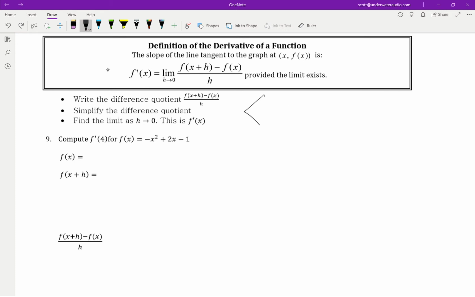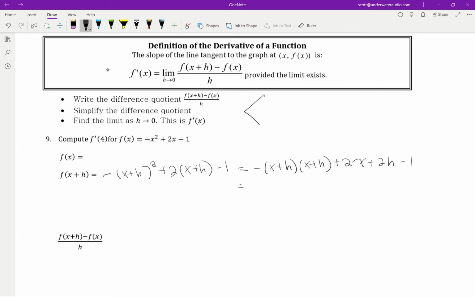Okay, so I have negative x plus h. I always put an excessive amount of parentheses because it helps. Plus 2 times x plus h, minus 1. And then I will simplify that. Negative, so x plus h squared, I'm going to do x plus h times x plus h, plus 2x plus, oops, forgot to put the x, 2x plus 2h minus 1.